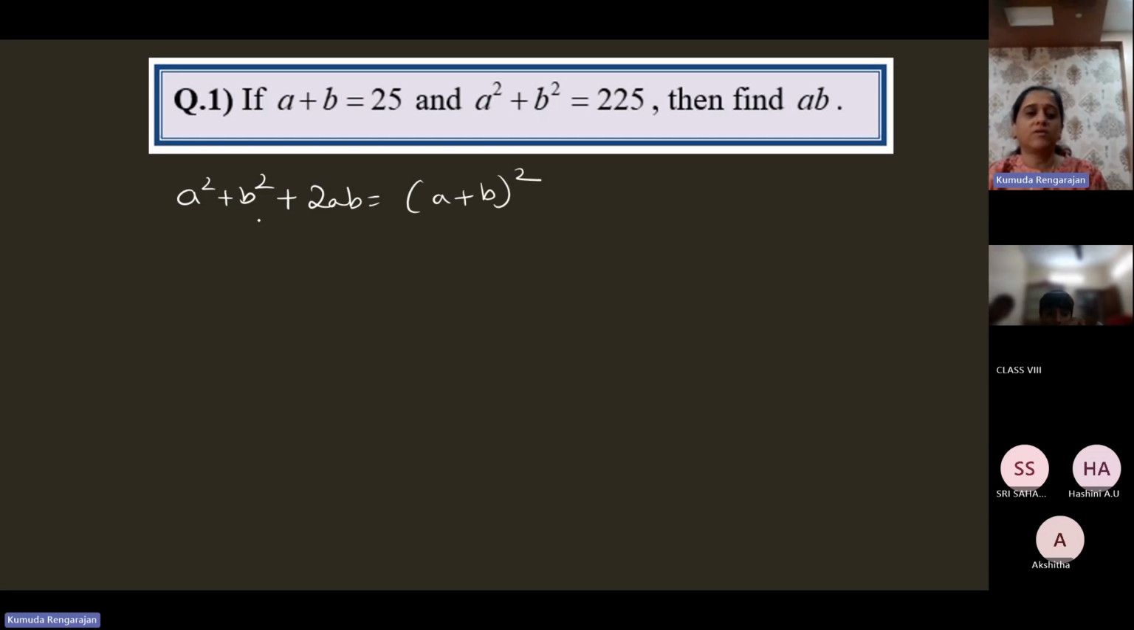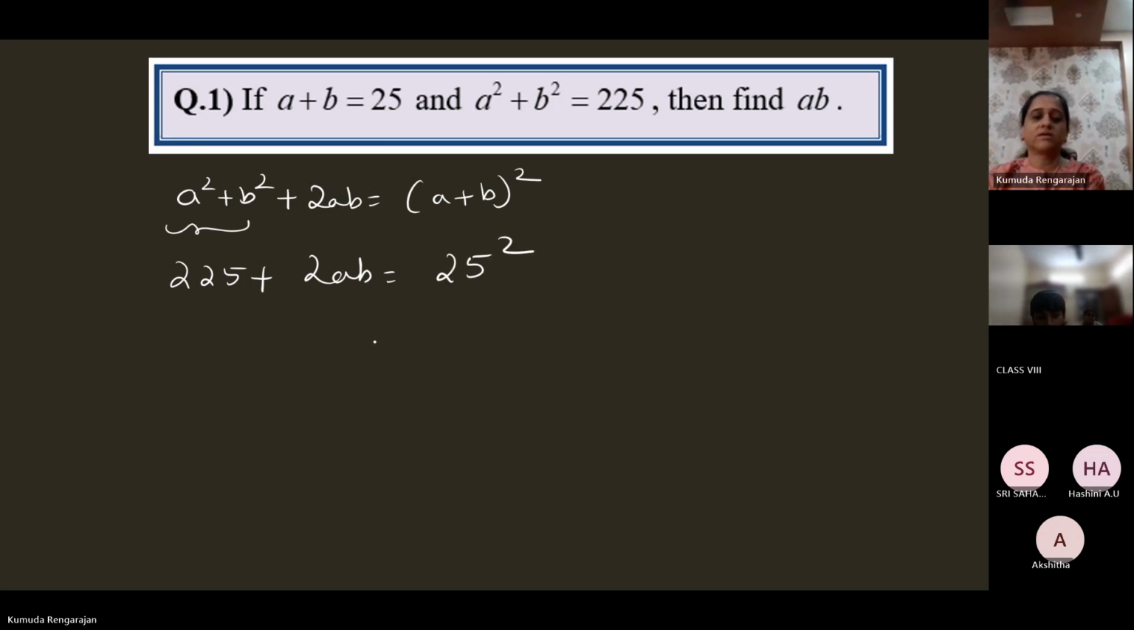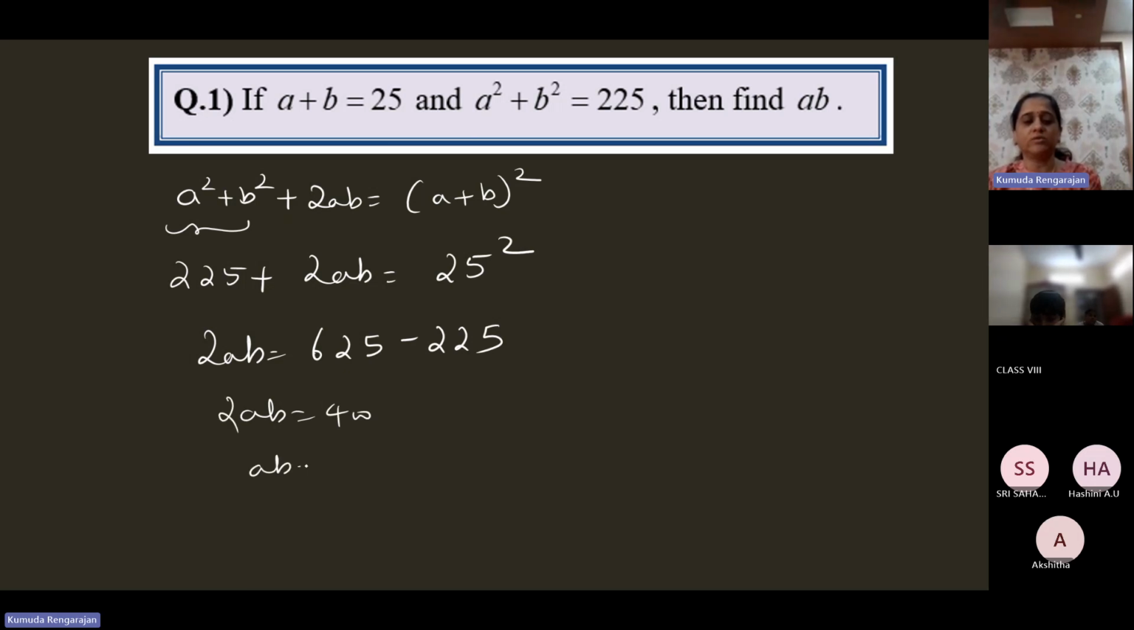This is the identity. Now fill in the values. What is a squared plus b squared? 225 plus 2ab is equal to what is a plus b? 25 squared. Substitute. It's given in the question, a plus b is 25. a squared plus b squared is 225. So 2ab is equal to 625 minus 225. So 2ab is 400. ab is equal to 400 by 2, which is 200.